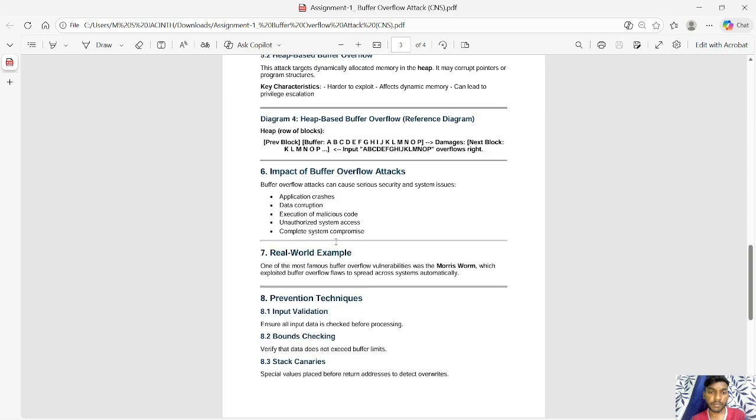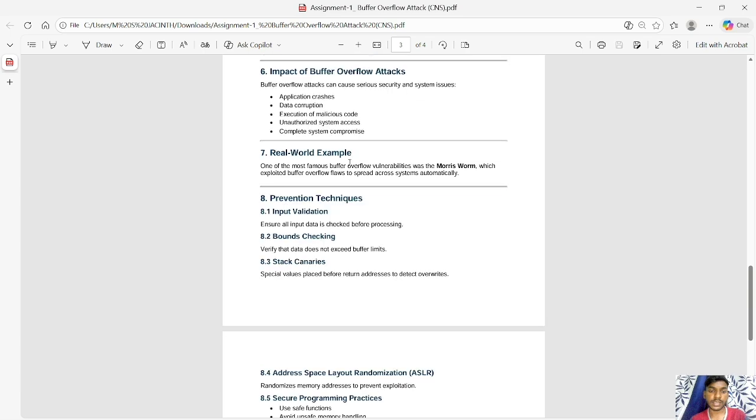Impact of buffer overflow attacks. Buffer overflow attacks can cause serious security and system issues such as application crashes, data corruption, execution of malicious code, unauthorized system access, and complete system compromise. A real-world example of a buffer overflow condition: one of the most famous buffer overflow vulnerabilities was the Morris worm, which exploited buffer overflows to spread across systems automatically.